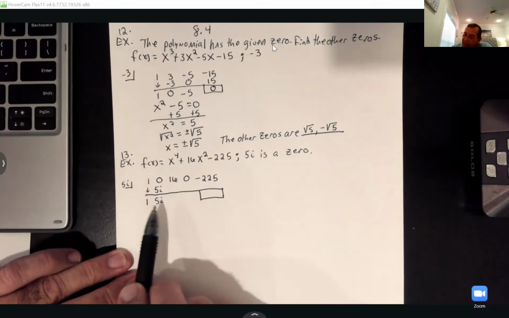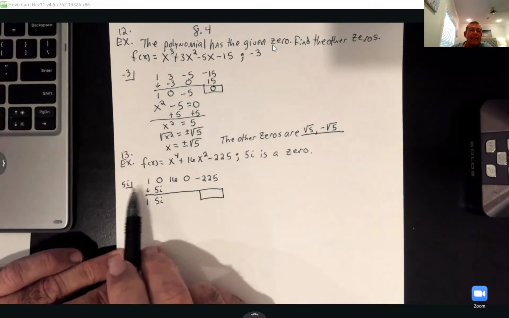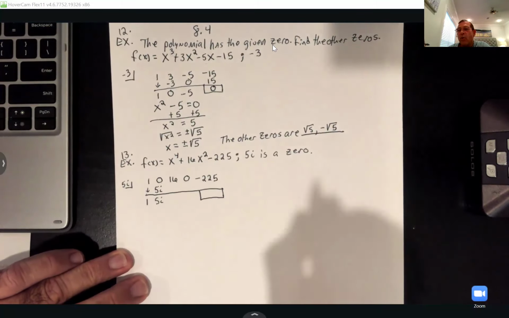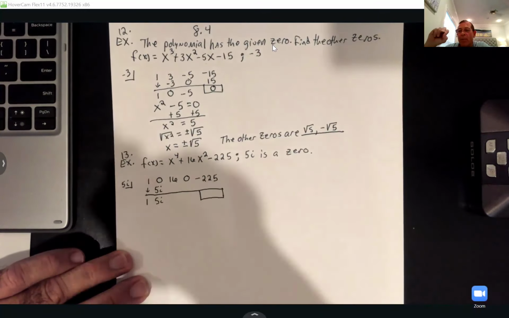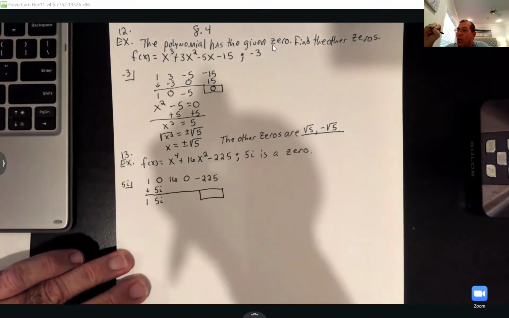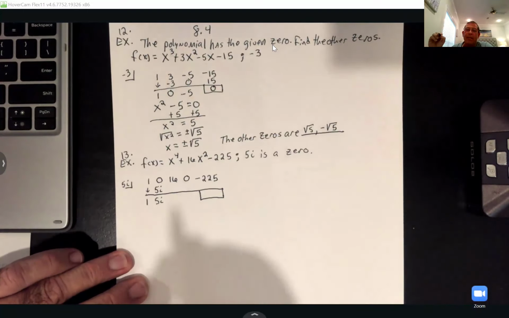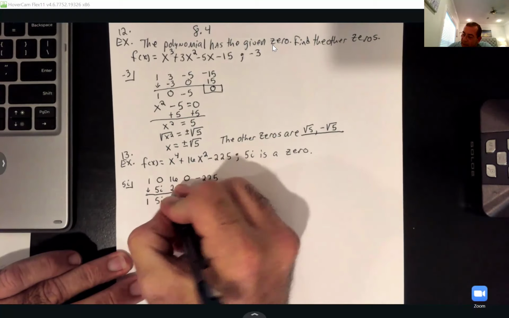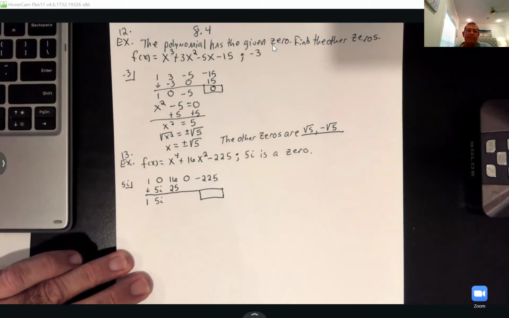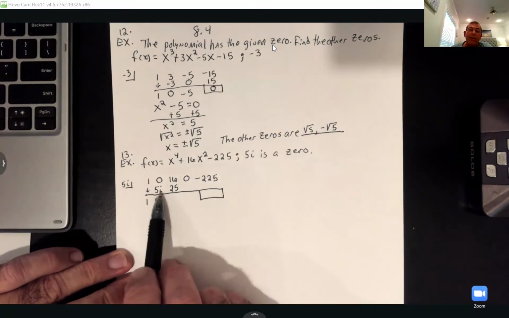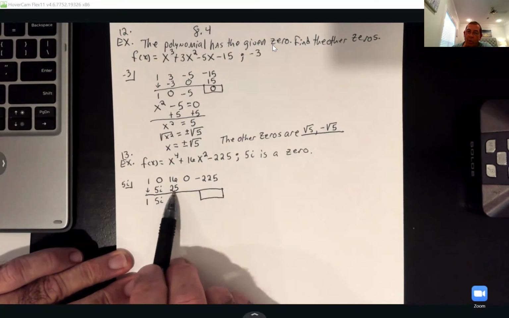Now, here's where you got to watch out. 5i times 5i is a negative 25i². But y'all remember, i² equals negative 1. So that negative 25i² becomes a positive 25. Okay? And you can multiply that on your calculator. 5i times 5i, and it'll give you a positive 25.